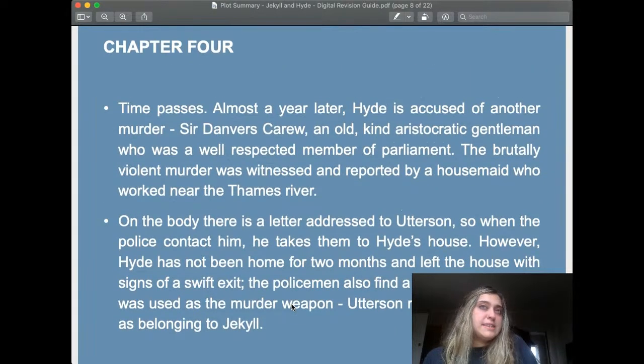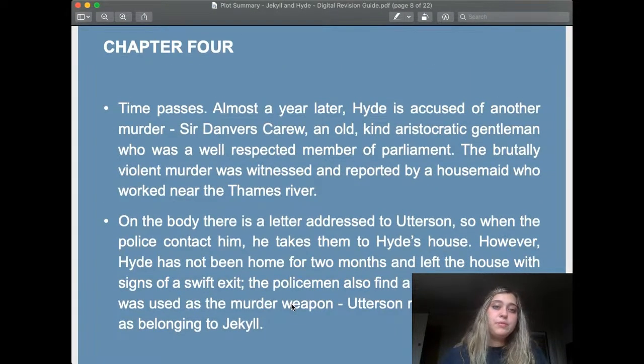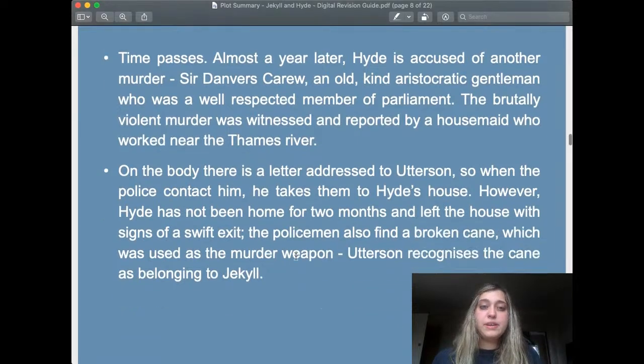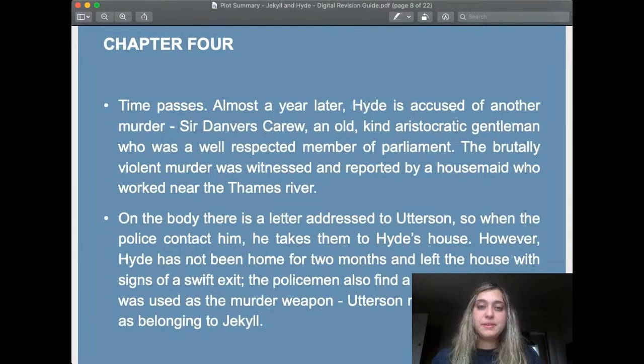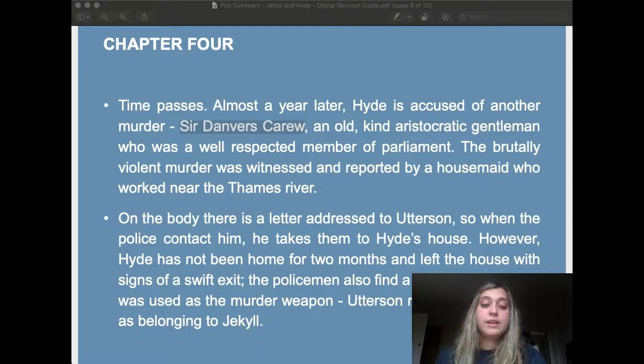Carew is kind of like a side note. So chapter 4, it's a little bit of a weird one. I'll just let you read through Carew for a second, what happens with him. It's important that he's a Sir Danvers Carew, because it shows his kind of elevated position in society. He's an aristocrat, he's the upper classes. So if you're analysing Carew, it's really important to talk about his class.